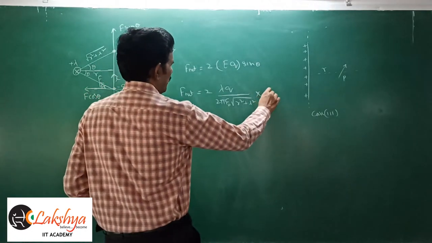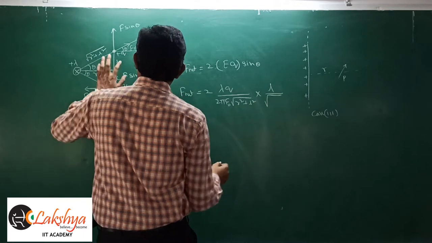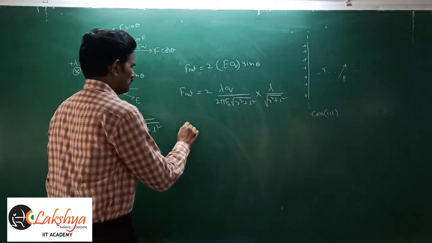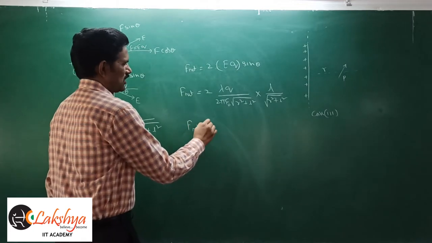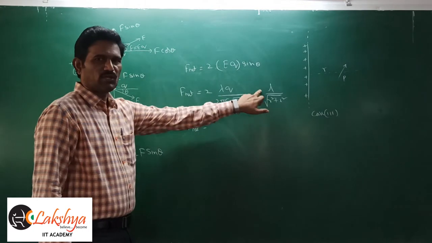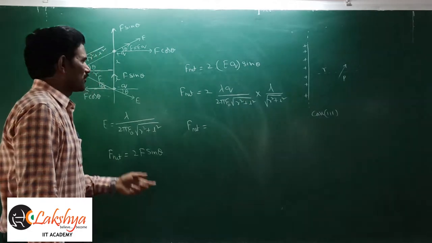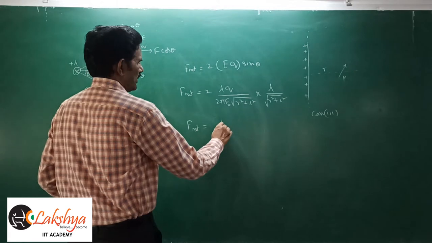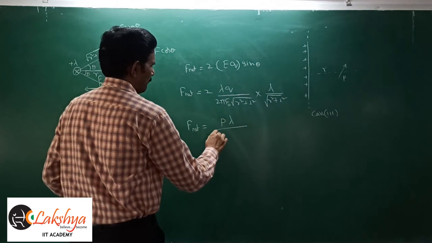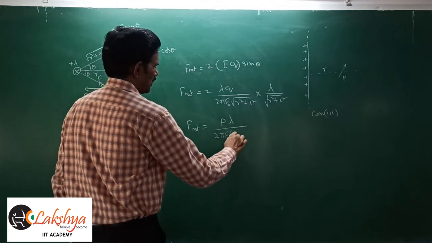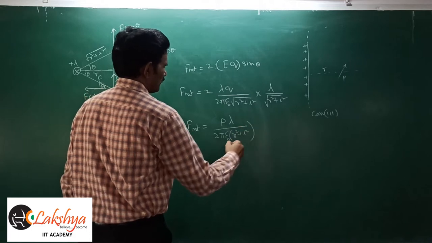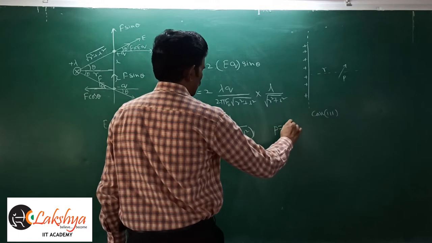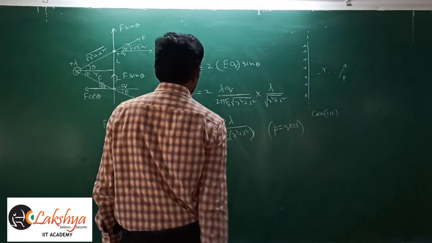And so that is L by, opposite side by hypotenuse, which is L by under root of R square plus L square we can write here. And therefore this we can express as 2 into L into Q. That is nothing but our dipole moment, because here we are taking the dipole length as 2L. And so I can write this as P into lambda by 2 pi epsilon naught into R square plus L square, since we are using this Q into 2L as P.